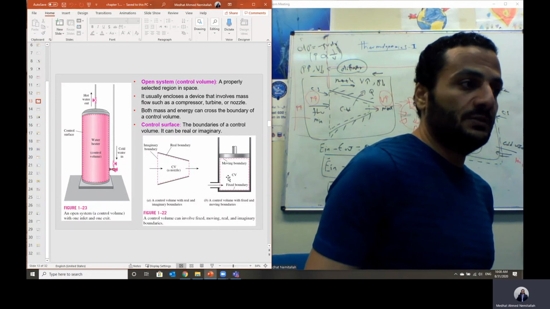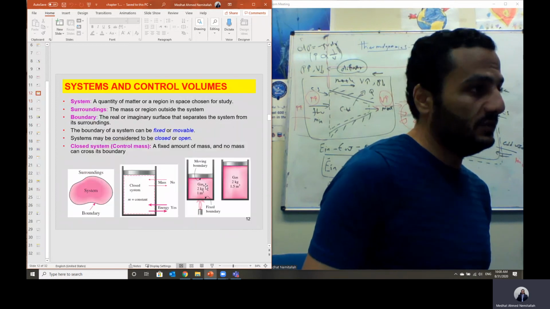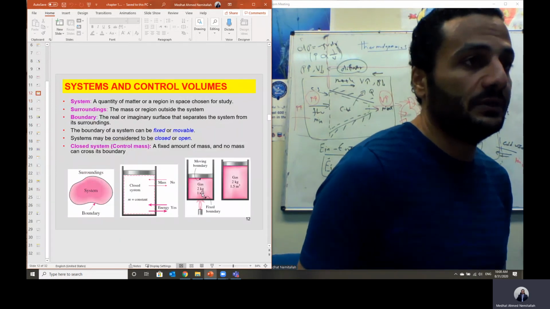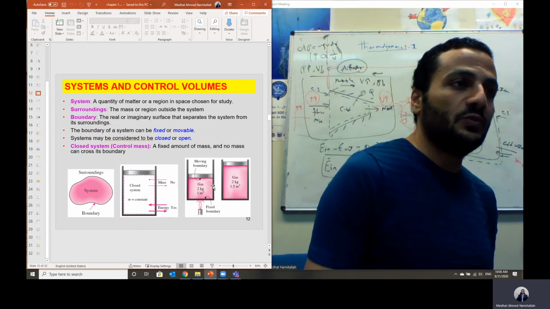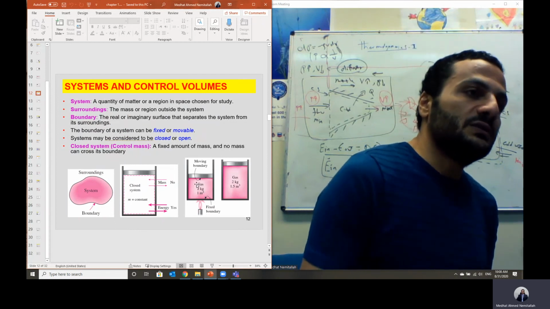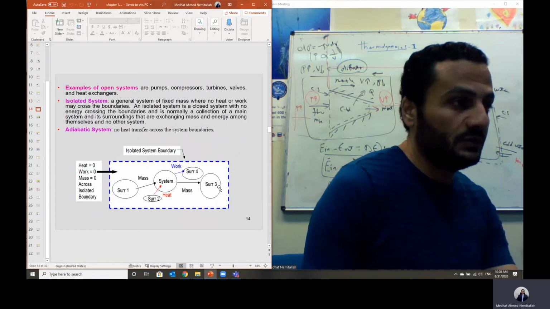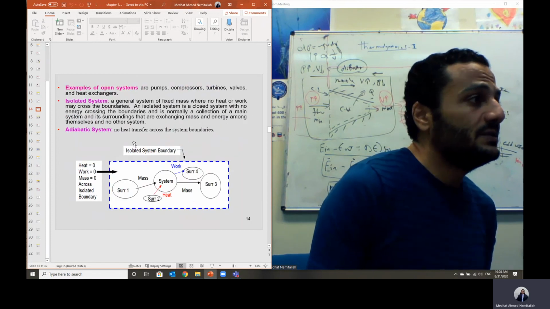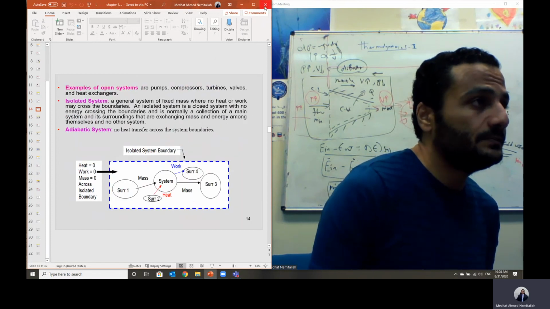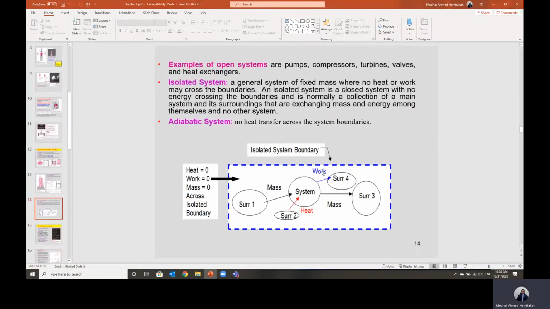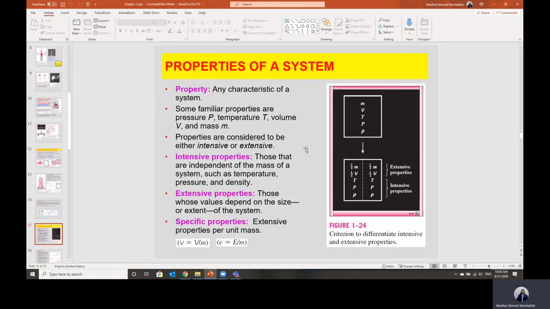Opening, that means we have mass transfer, so this system is open. But if it is closed, like gas in a piston cylinder device, even if the boundary is moving, this means actually this is a closed system. But whenever we have an opening, that means we have mass transfer, so the system is open. And this is what we said. We have an isolated system, and we have the difference between isolated and adiabatic system.